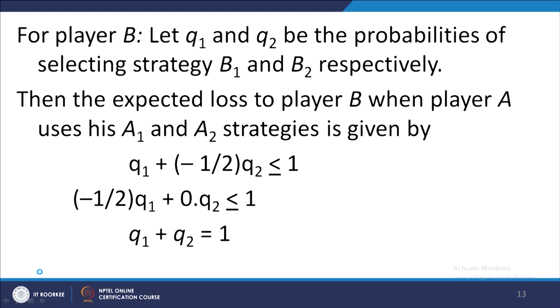Now, consider the player B and let Q1 and Q2 be the probabilities of selecting strategy B1 and B2 respectively. Then the expected loss to the player B when the player A uses his strategies A1 and A2 can be written by the equations Q1 plus minus 1 by 2 Q2 should be less than or equal to V, and similarly minus 1 by 2 Q1 plus 0 times Q2 less than or equal to V. And again, we must remember the condition that Q1 plus Q2 should be equal to 1.